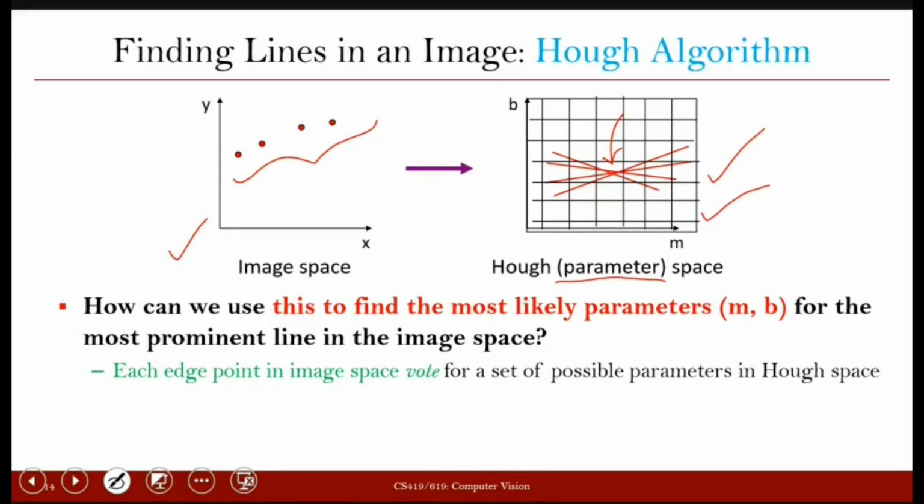Let us just consider this particular grid cell. In this grid cell, you see that there's only one line passing through. So you can say that this particular grid cell gets just 1 vote. 1 vote means if you consider this B and M, you will get a line which will actually pass through only one point in the image space or feature space.